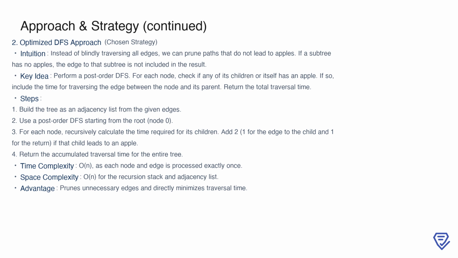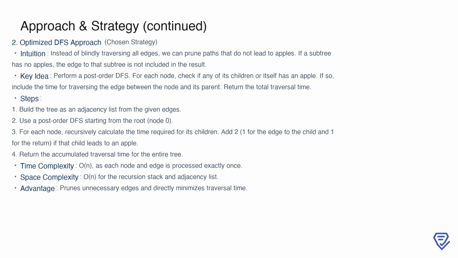The steps to implement this approach are methodical. First, we build the tree as an adjacency list from the given edges. Then, starting from the root node, we perform a post-ordered DFS, recursively calculating the time required for each child. Whenever a child leads to an apple, we add 2 to the total time, 1 for the edge to the child and 1 for the return. At the end, we return the accumulated traversal time for the entire tree.